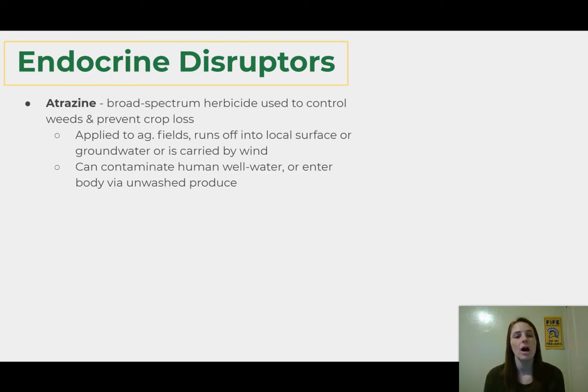Now we're going to look at some very common endocrine disruptors, what they are, where they come from, and then some of the effects that they can have. So the first one, which I just mentioned, is atrazine. And as I said, it's an herbicide.